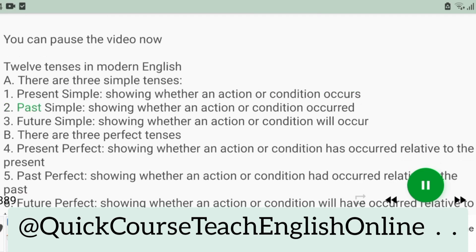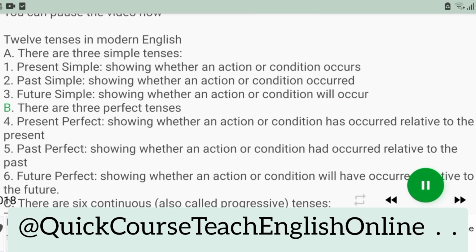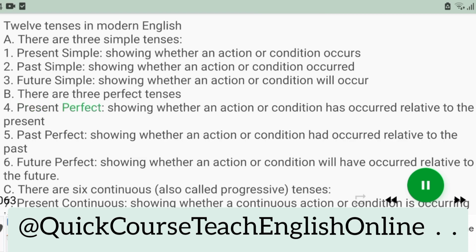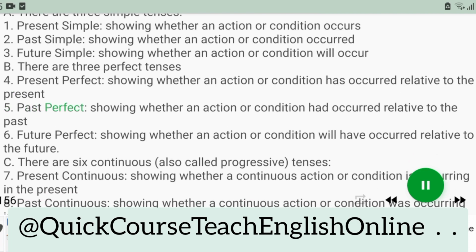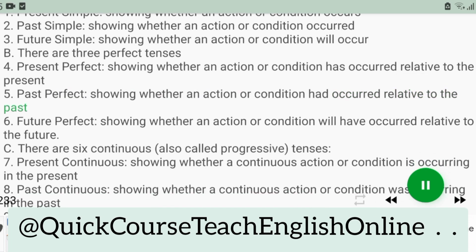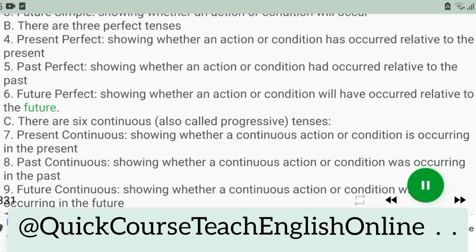2. Past simple, showing whether an action or condition occurred. 3. Future simple, showing whether an action or condition will occur. B. There are 3 perfect tenses. 4. Present perfect, showing whether an action or condition has occurred relative to the present. 5. Past perfect, showing whether an action or condition had occurred relative to the past. 6. Future perfect, showing whether an action or condition will have occurred relative to the future.